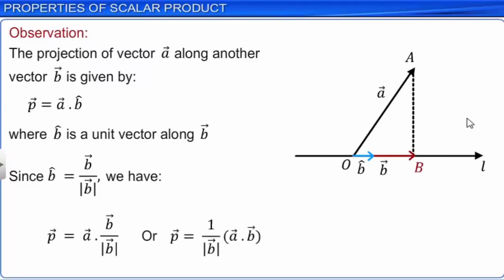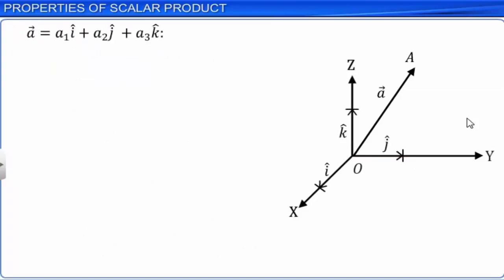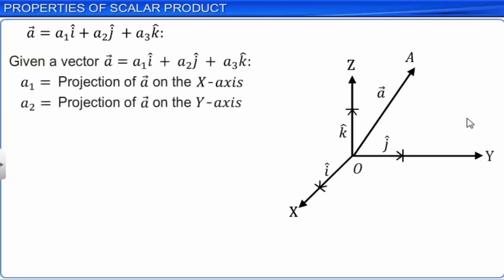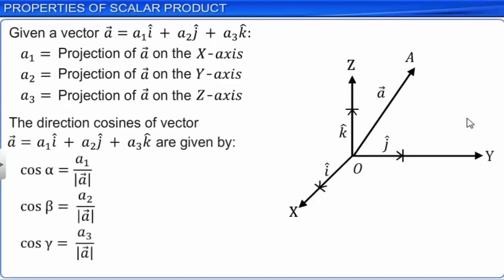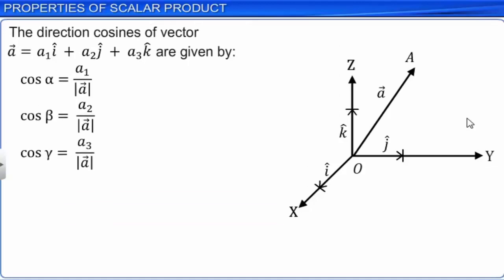Let us look at the component form of vector A again. The scalar components a1, a2 and a3 of the given vector A are the projections of vector A on the x, y and z axis respectively. You can also determine the direction cosines of a vector from its component form as shown here. Direction cosines can also be used to express a vector in its component form. A unit vector can be represented using its direction cosines as shown here.